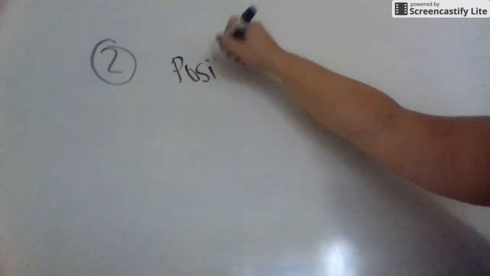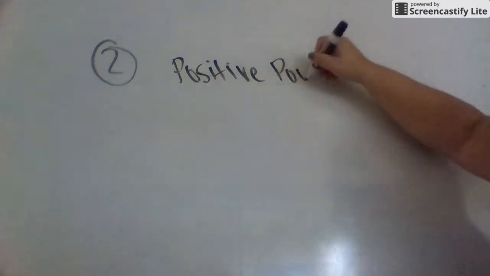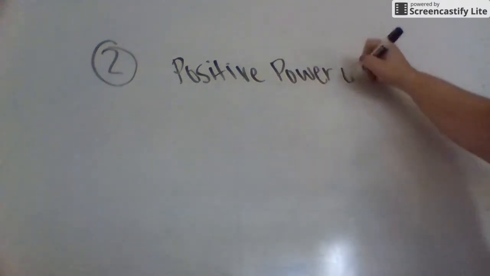All right, our second property, I'm going to zoom out a bit, is going to be the positive power of a quotient property. So our second one, can you see? Whoops. Sorry, this video is not very good quality. Our second one is positive power of quotient.